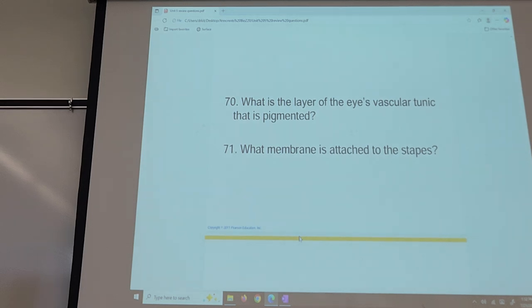70. What is the layer of the eye's vascular tunic that's pigmented? Choroid, right? Dark, prevents light scatter. What membrane is attached to the stapes? It's a window, oval window, okay? What's the function of the round window? Expel sounds that we can't hear. Right, so to get rid of wavelengths that we can't hear.